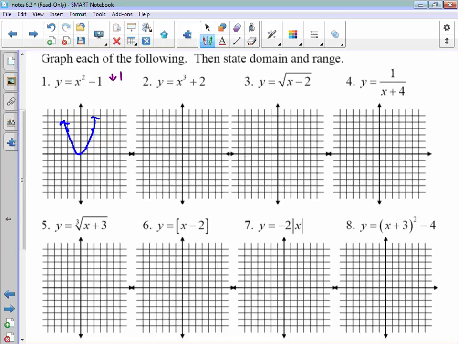So guys, that would be the parent graph, and then where am I going? To the right, or down. Down 1. So each point just goes down 1.